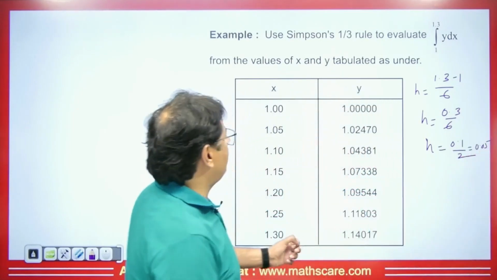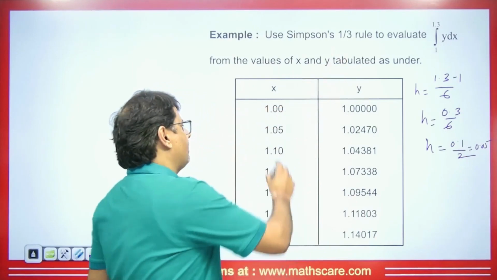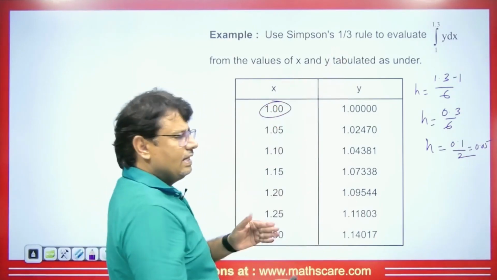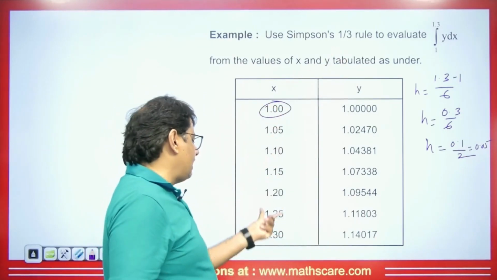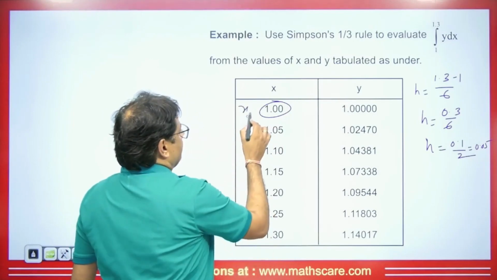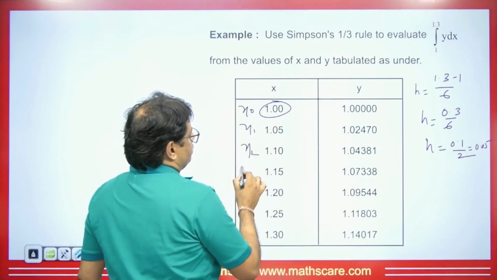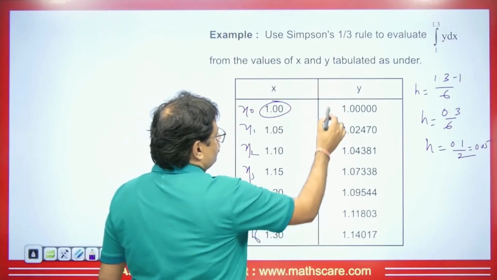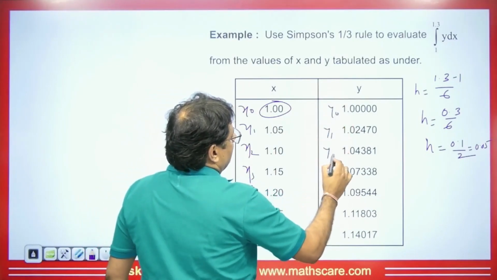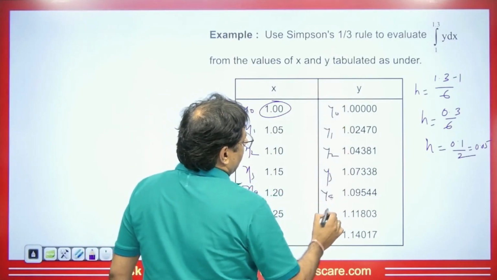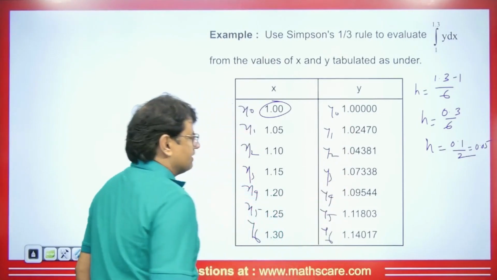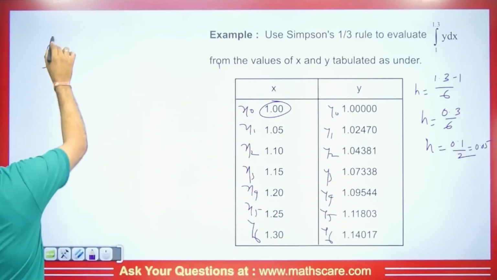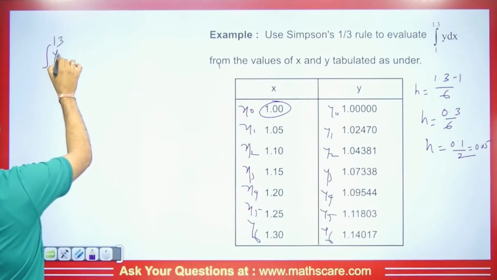Okay. Now, what will be next? Starting from the lower limit, we will keep adding 0.05 until we reach the upper limit. What will we have here? We will have x0, x1, x2, x3, x4, x5 and x6, while its corresponding values will be y0, y1, y2, y3, y4, y5 and y6. When we apply this, we will get the integral from 1 to 1.3 of y dx equals h by 3.